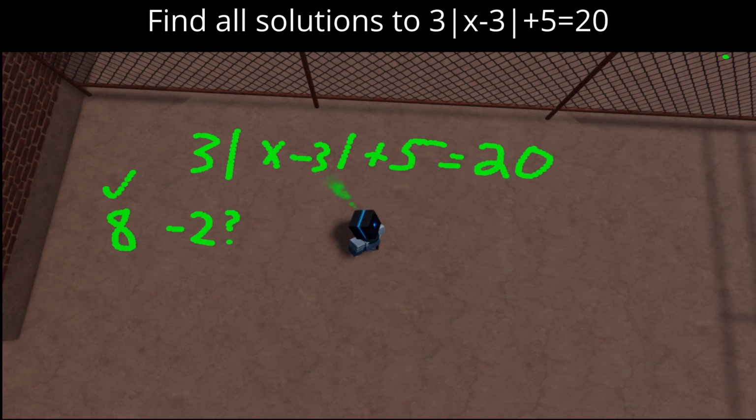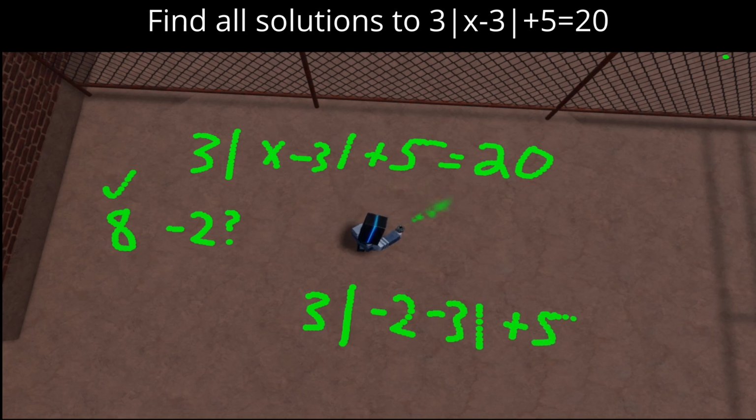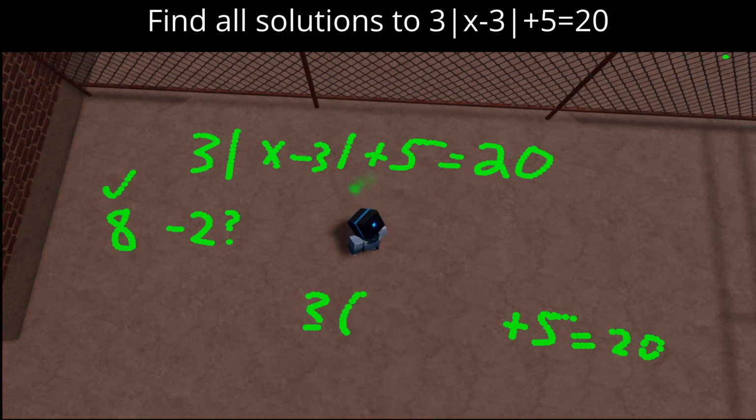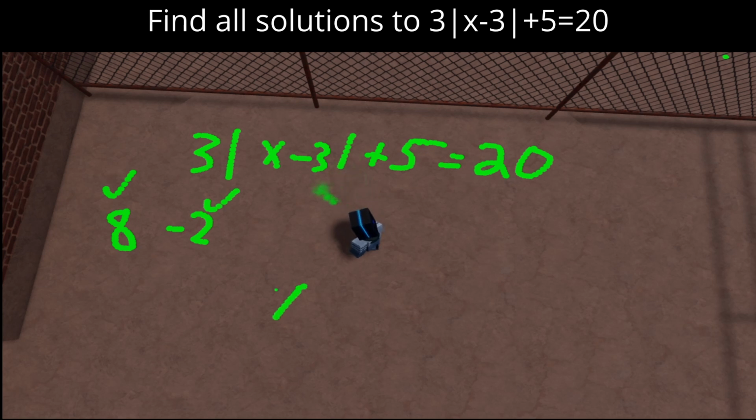But what about negative 2? We need to check if that works as well. So we have 3 times the absolute value of negative 2 minus 3, plus 5, is equal to 20. Negative 2 minus 3 is negative 5. The absolute value of negative 5 becomes positive 5. So you have 3 times 5, which is 15, plus 5 is equal to 20. Is 15 plus 5 equal to 20? It is. So therefore, we know that negative 2 is also a valid solution. Therefore, x is equal to 8 and x is equal to negative 2.